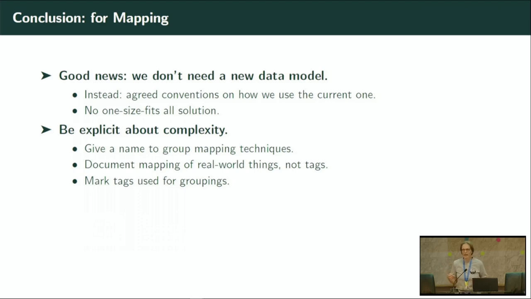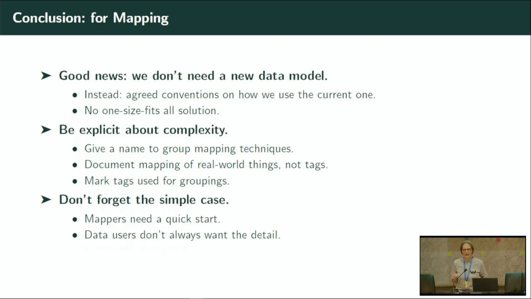And I already mentioned, especially with the tags, being explicit about, okay, this might be a tag which is used for grouping, so that the mapper knows I have to use the same value. If I don't use the same value, then things will break. This might be useful.